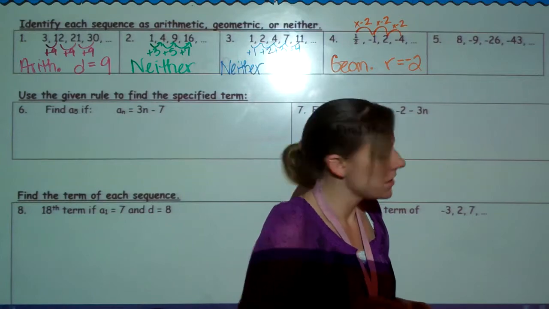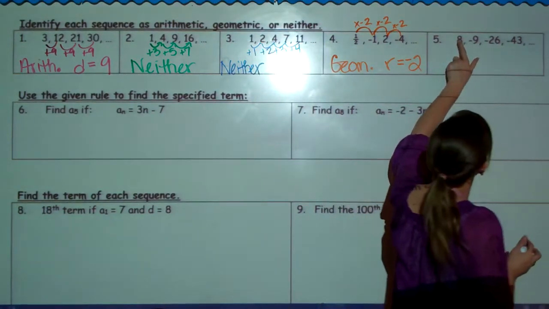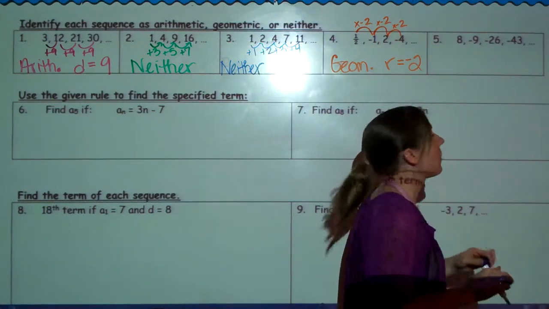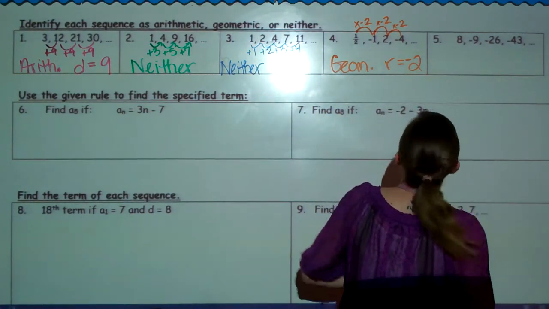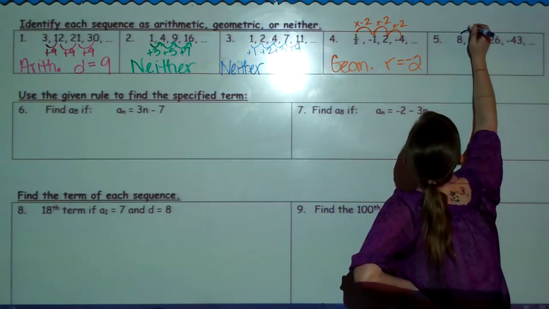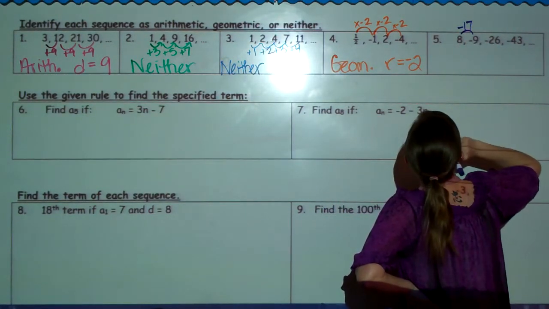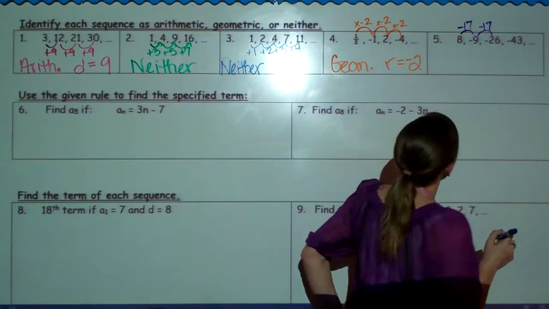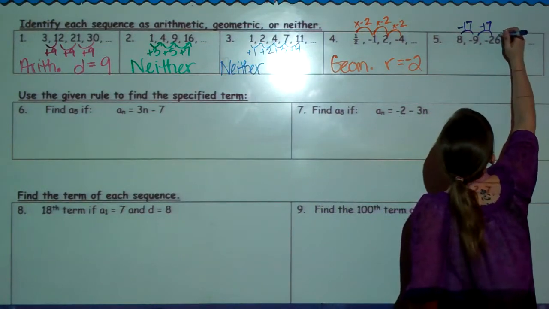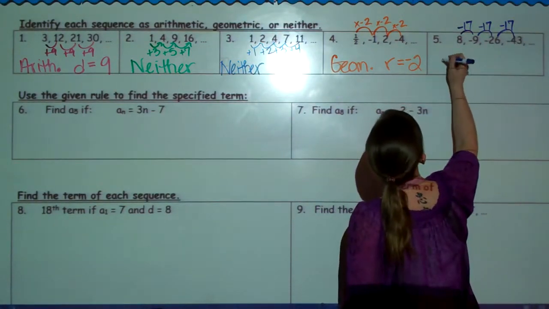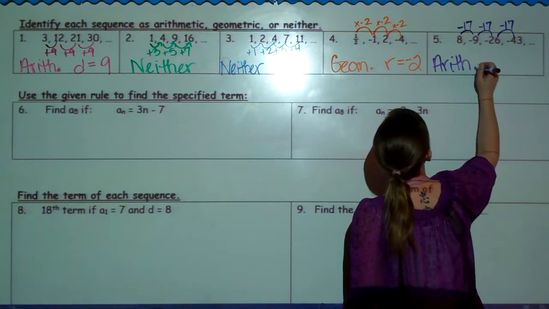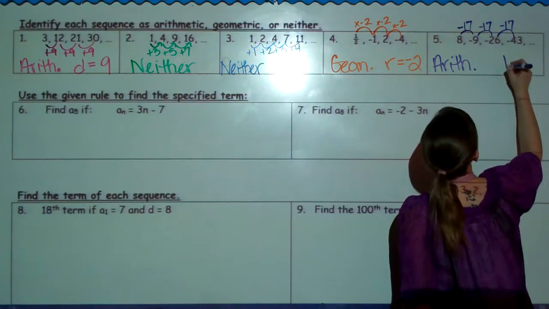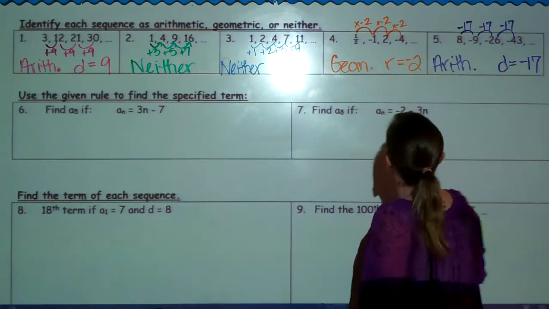Number 8. You can't multiply anything by 8 to get it down to -9. You could, but it would be a fraction, and it's probably not what we're doing. So let's do subtraction again, and let's say, okay, well, this looks like it's going down by 17, I want to say. Then this looks like it's going down again by 17. This looks like it's going down again by 17. So this is arithmetic. But in this case, it's subtracting. It's going down in value. So the difference is a -17.